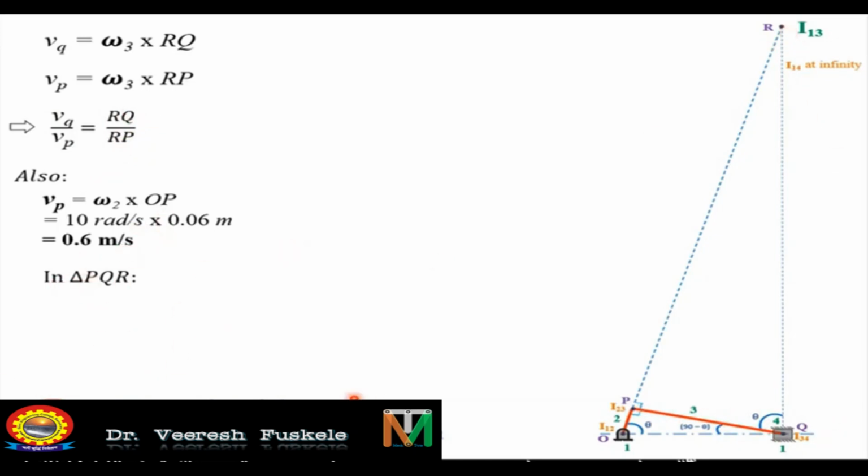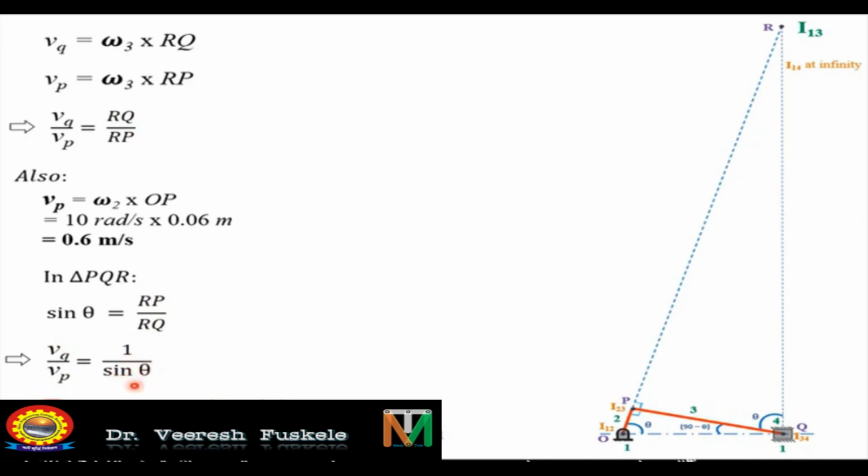So in triangle PQR, if we take the sine of this angle theta, sine theta is perpendicular upon hypotenuse. So sine theta of this angle will be the perpendicular RP upon hypotenuse RQ. So sine theta will be equal to RP upon RQ. Putting this value, here it is RP upon RQ, and here it is RQ upon RP, so VQ upon VP will be equal to 1 upon sine theta.